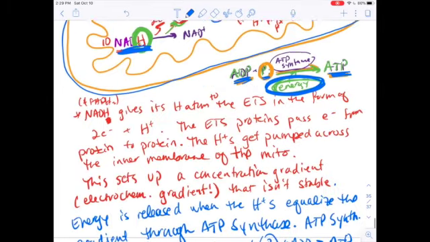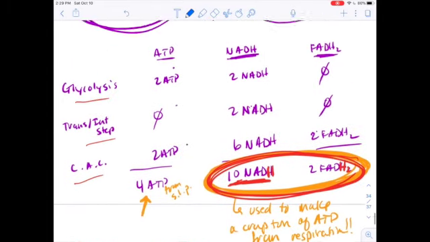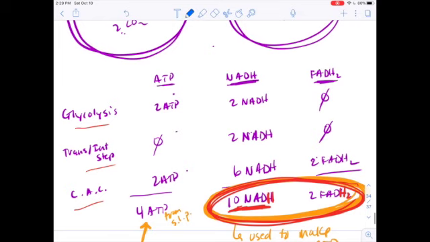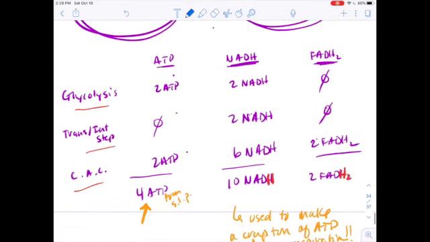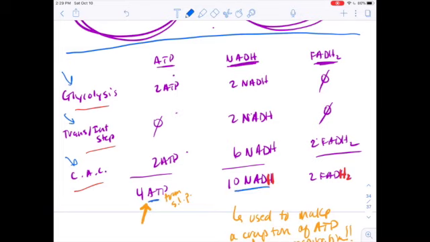So if we go back to that table that we made right here, we're looking at glycolysis, the transition step, the citric acid cycle. We added up that we got a total of 4 ATP from substrate level phosphorylation, and we got 10 NADH and 2 FADH2s. Under ideal conditions, let me just erase this stuff here.